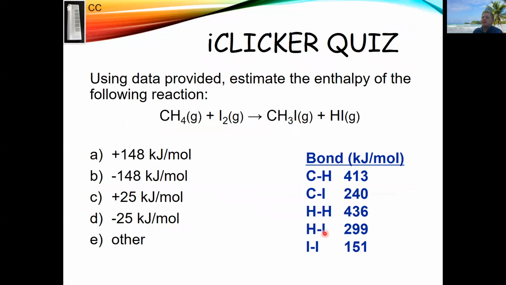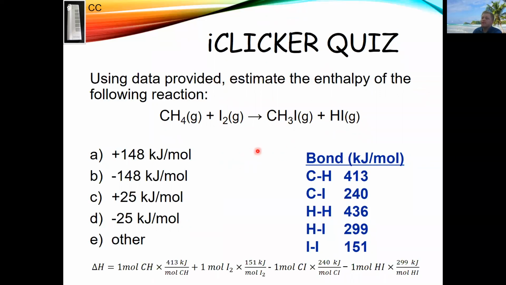Anyways, let's get into some practice here. So just using the data provided, estimate the enthalpy of this reaction. Now go ahead and pause that if you want right now and try and work that out. But if we look at this, we have CH4 reacting with I2 going to CH3I plus HI. So we're actually only breaking one carbon hydrogen bond here and one iodine bond. We're forming one carbon iodine bond here and one hydrogen iodine bond.